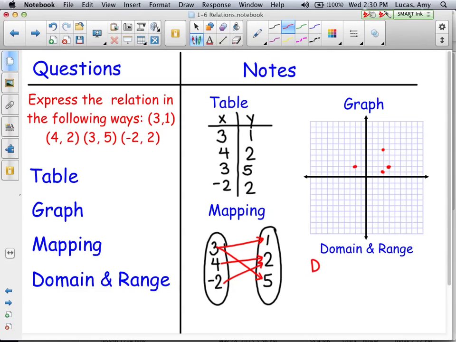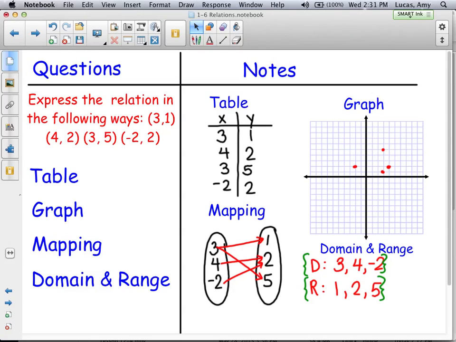Now the domain and the range, those are simply from the mapping. 3, 4, and -2 are the numbers in your domain, and in your range 1, 2, and 5, because remember we said the domain would be all of the x coordinates in your relation, and the range would be all of the y coordinates in your relation. And you don't repeat them like you do in the table. If the same number occurs more than once, you just write it once in your domain, once in your range. Okay, so those are the 4 different ways that we're going to be expressing relation.